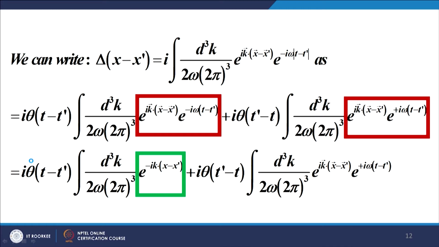So, when t is greater than t dash, this integral will take a non-zero value, and this will return this particular expression, because theta of t minus t dash will return a value of 1. In the second case, when t dash is greater than t, theta of t minus t dash will be equal to 0, and therefore the whole first integral will vanish, and theta of t dash minus t will give me 1, and therefore this second integral will contribute a non-zero value. So, that is how this scheme operates.